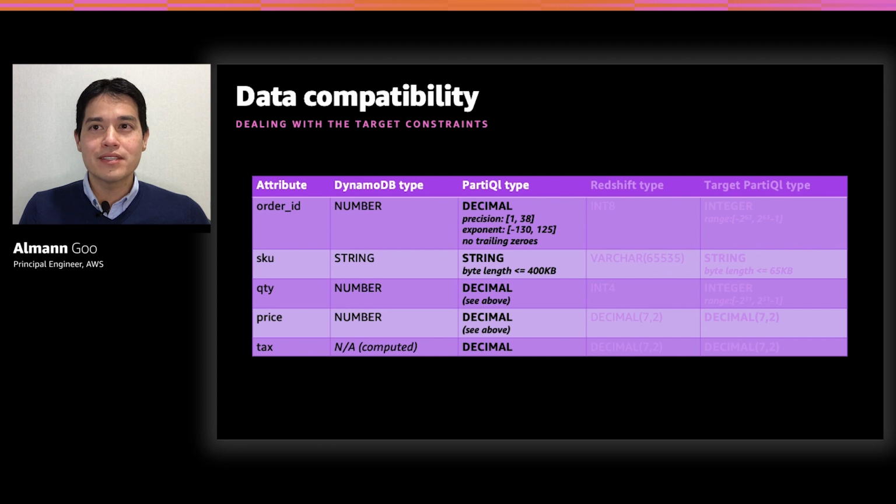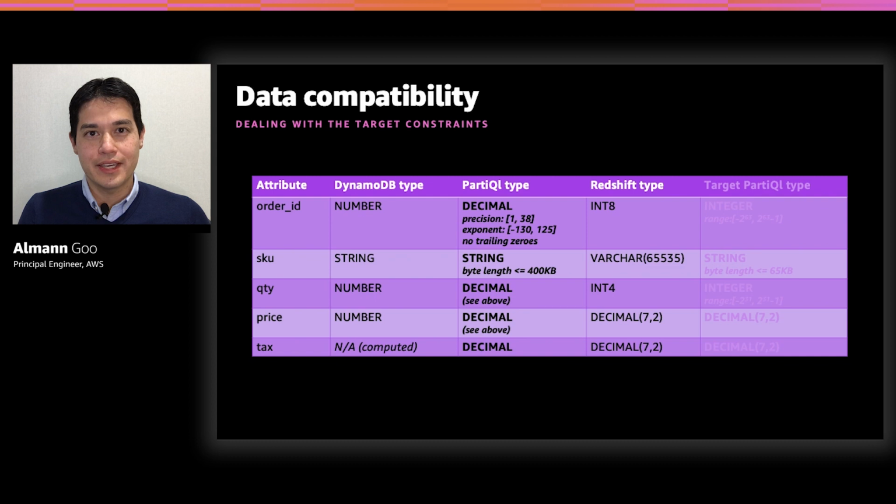So we're going to have to make some choices in Redshift explicitly about how we want this data to map over. Because Redshift doesn't have a floating decimal, we have other number types in Redshift. There's integers, there's binary floats, and fixed point decimals. In this case, I chose an 8-byte integer for the order ID. I also chose a 4-byte integer for the quantity, and then I chose fixed point with 2 decimal places for the price and the computed tax.